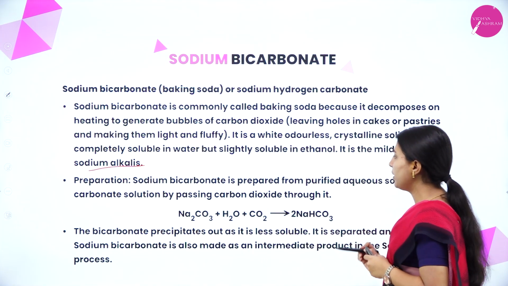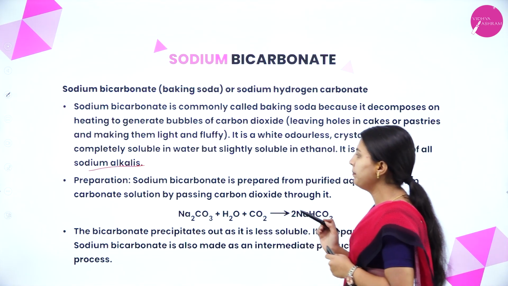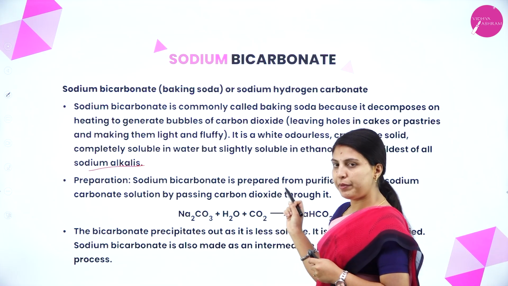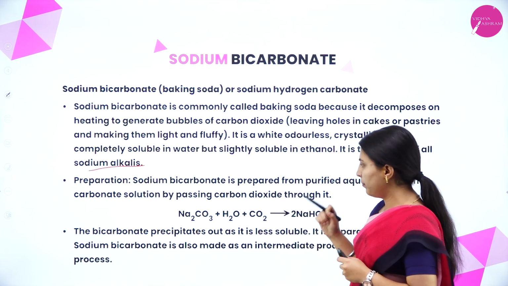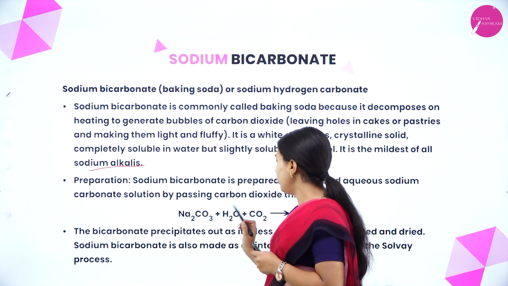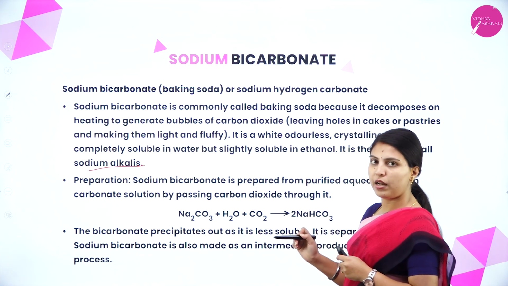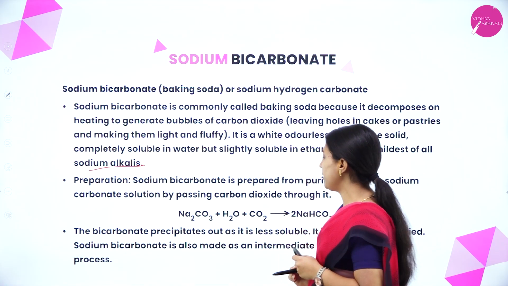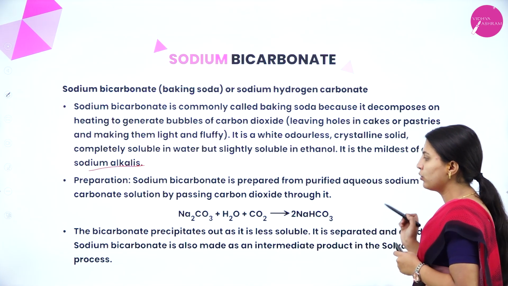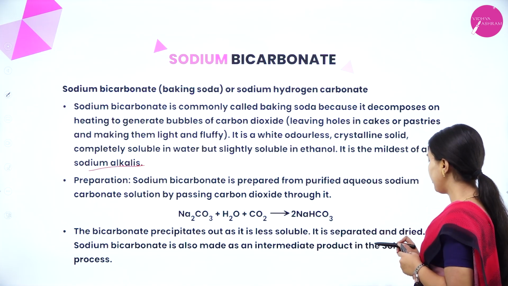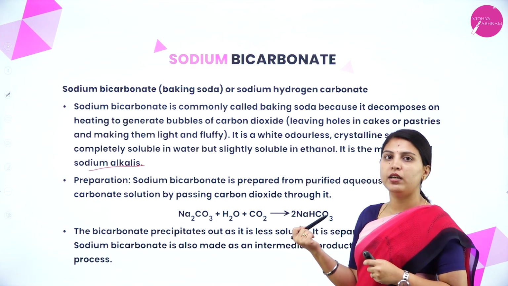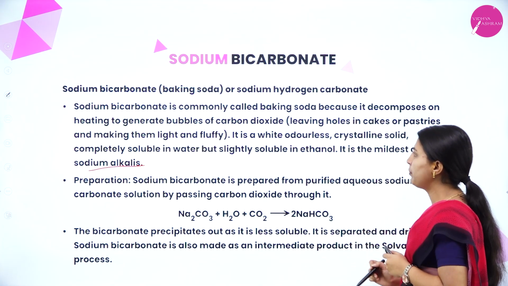Preparation: sodium bicarbonate is prepared from purified aqueous sodium carbonate solution by passing carbon dioxide. See here, sodium carbonate, water and carbon dioxide give sodium hydrogen carbonate. The bicarbonate precipitates out as it is less soluble, and it is separated and dried. Sodium bicarbonate is also made as an intermediate product in the Solvay process. In the Solvay process also, we have seen sodium carbonate is formed. It is an intermediate in that process.